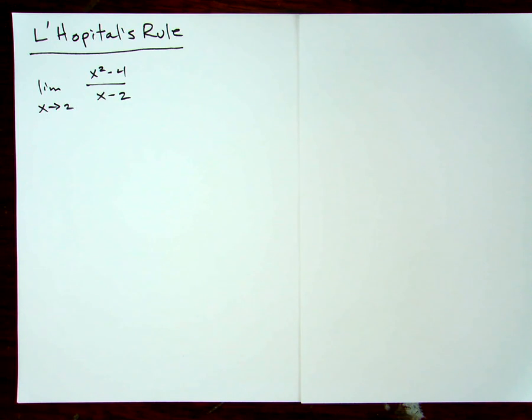In this video lecture, I want to talk about L'Hopital's rule. L'Hopital's rule is a way to find limits when we have what's called an indeterminate form. So first I want to take an example from some of our basic limits that we did in Calc 1.